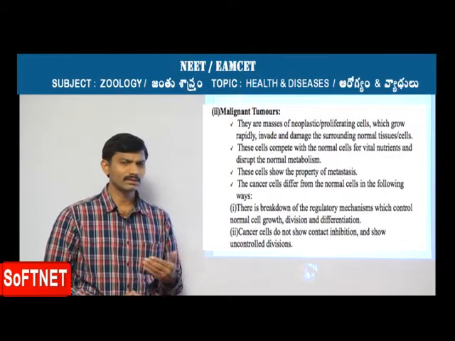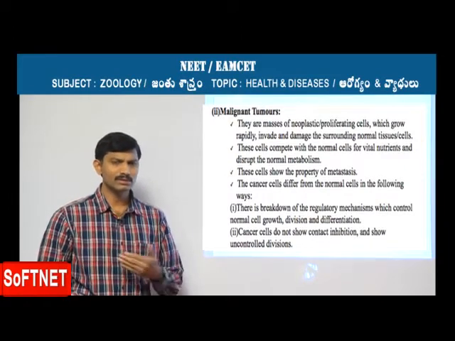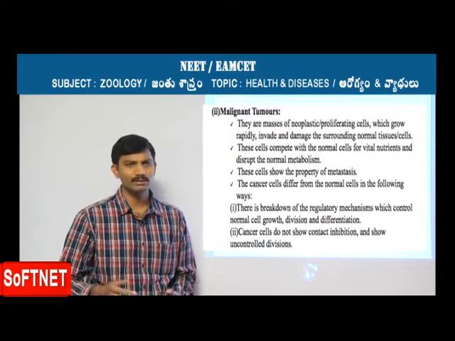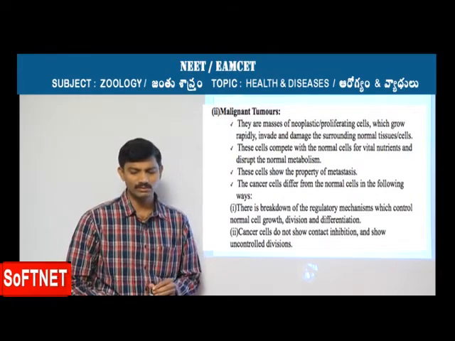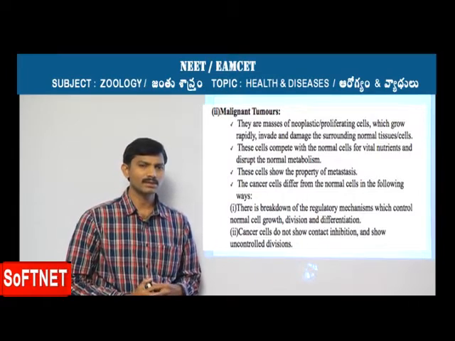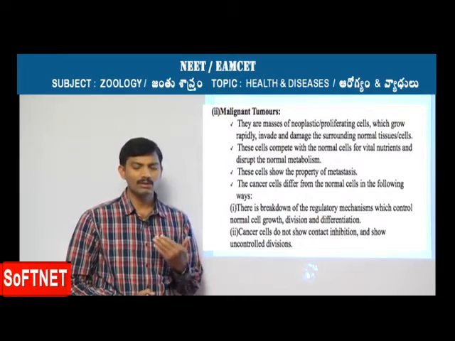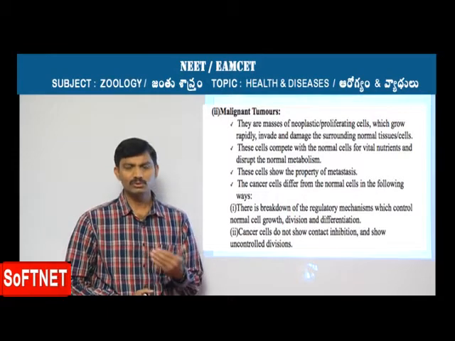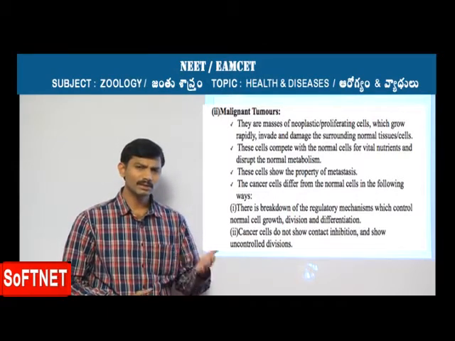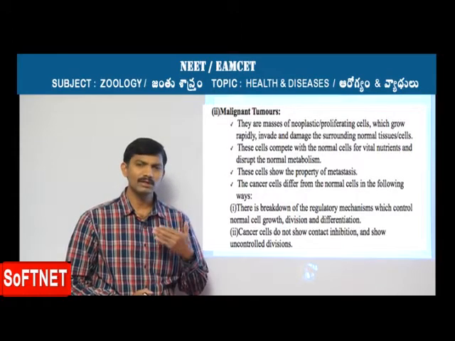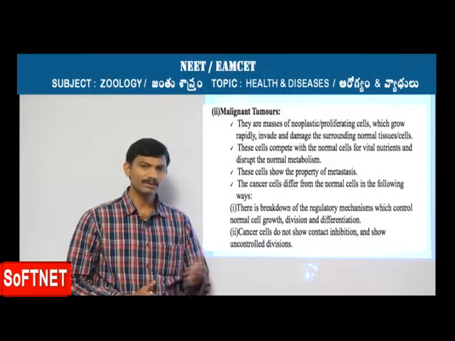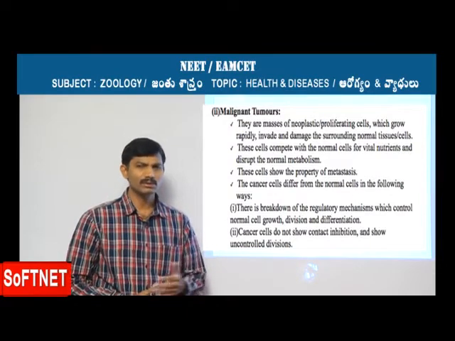In these cells, of course, the cell cycle control is lost, cell differentiation is lost, and growth control is also lost. All these properties are lost in these cells. Another important feature of cancer cells is that they do not exhibit contact inhibition and show uncontrollable division. Whenever cells keep on dividing to replace lost cells inside the body and come in contact with neighboring cells, normal cells usually stop dividing.